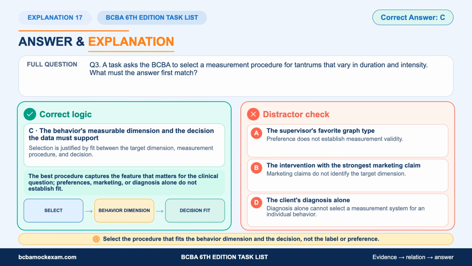Watch the near miss. A true statement about a procedure can still be the wrong selection criterion. A. Preference does not establish measurement validity. B. Marketing claims do not identify the target dimension. D. Diagnosis alone cannot select a measurement system for an individual behavior. Select the procedure that fits the behavior dimension and the decision, not the label or preference.